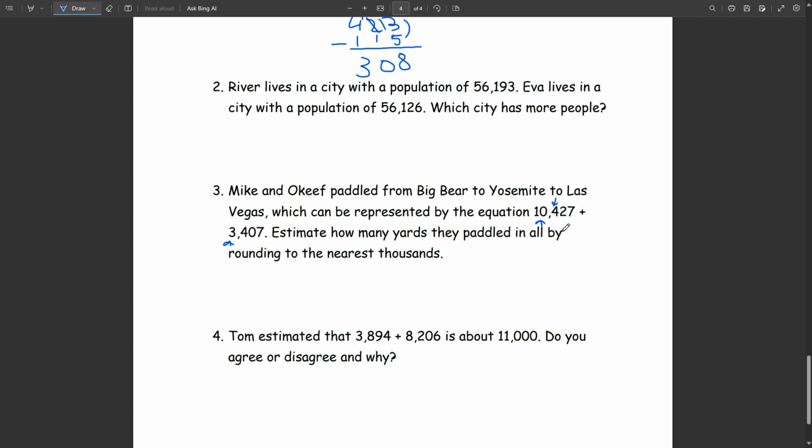And then since we want to round, we look at this number here. This number is 4 or less, right? So we don't round up, so it's just 10,000 plus this one. We look at this one, so it's 4 again. Since it's 4 or less, we round down. So it's going to be 3,000.